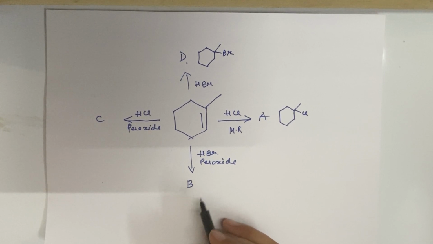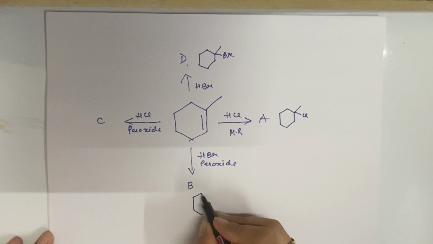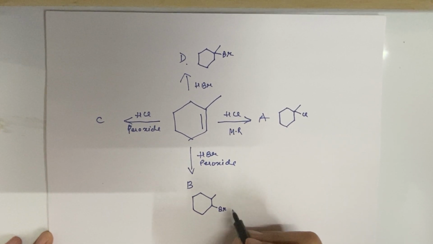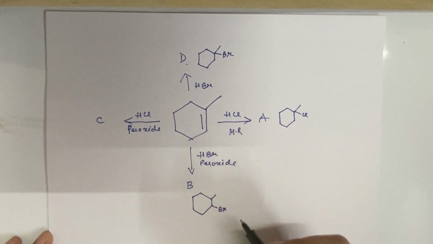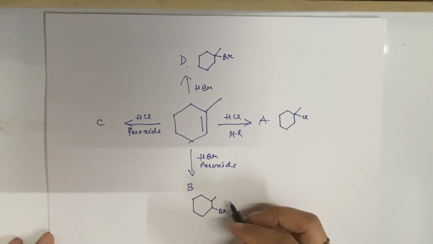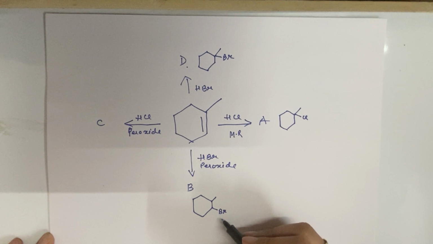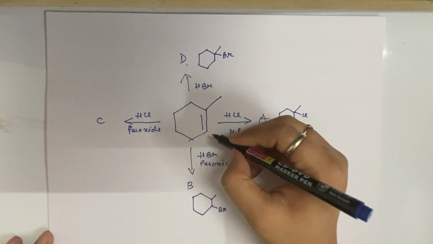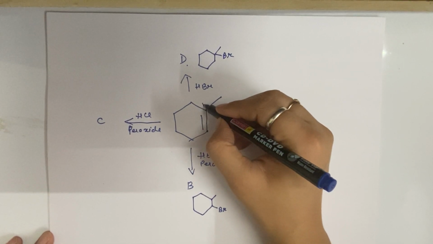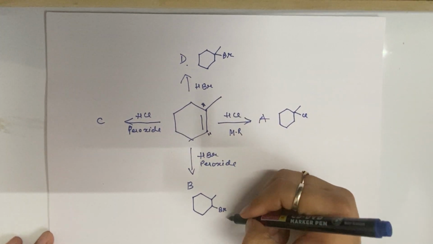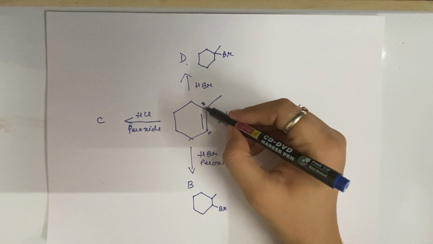For this, the compound will be this one, that is benzene, and bromine will come here because in this compound HBr is present as well as peroxide, so it will follow anti-Markovnikov's rule. According to anti-Markovnikov's rule, the halogen will go to that carbon which has a lesser number of hydrogens, and hydrogen will go to the carbon which has the greater number of hydrogens. Out of these two, you can see that here there are no hydrogens, but in this one you have one hydrogen. That is why the halogen is going over there, and where there is no hydrogen, over there hydrogen will go.